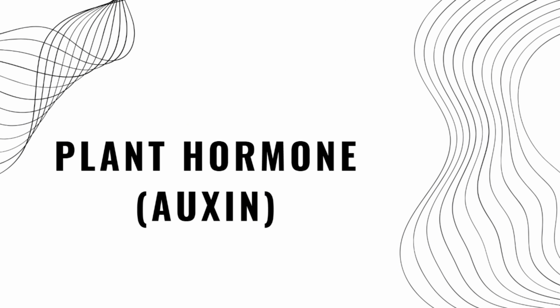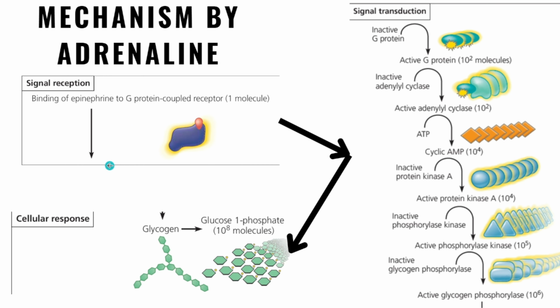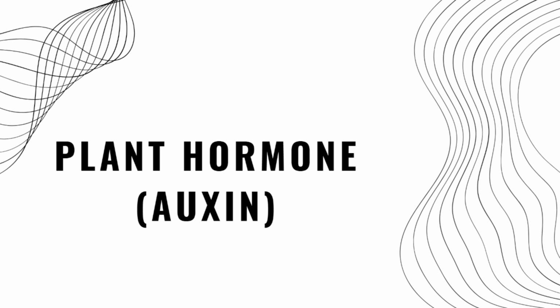Okay. Next, we go through the plant hormone part. So that's all about human hormones. For human hormones, there are just two things only: the mechanism of steroid hormone and the mechanism of non-steroid hormone. Next, we will proceed to the plant hormones.